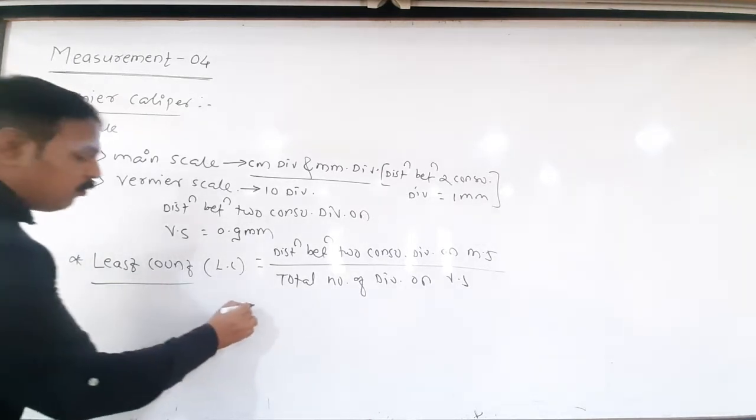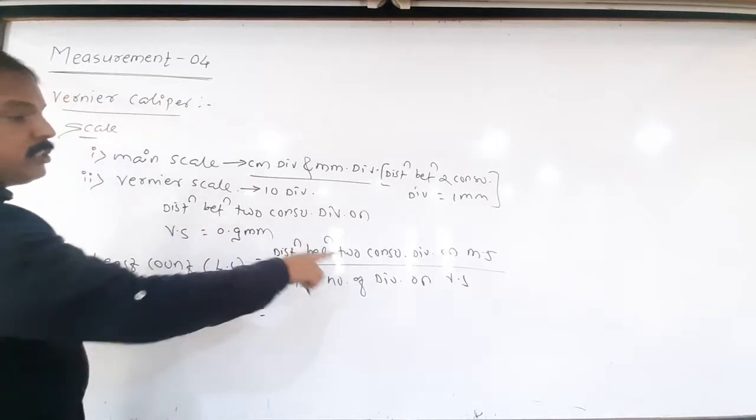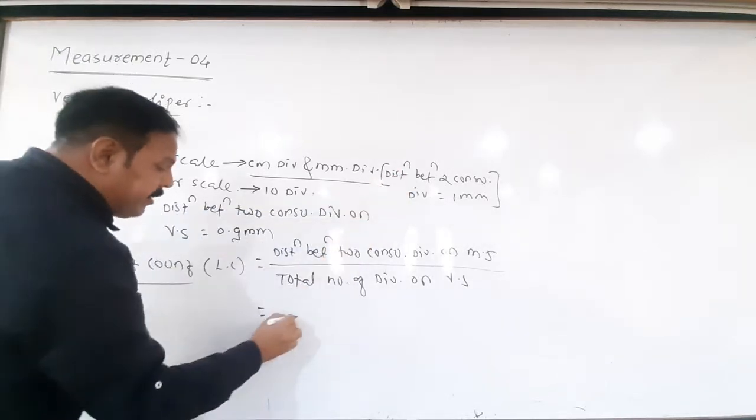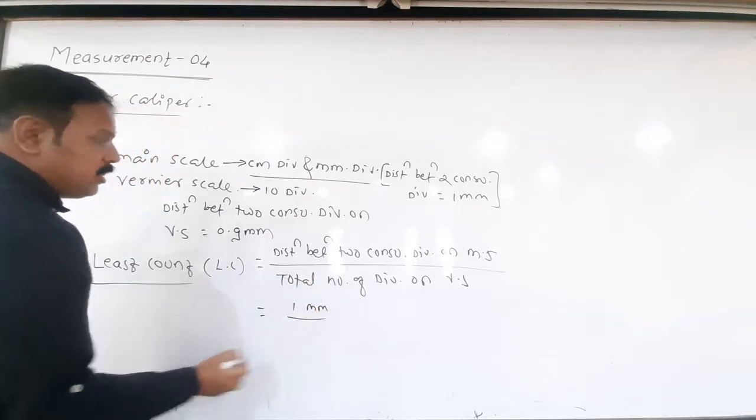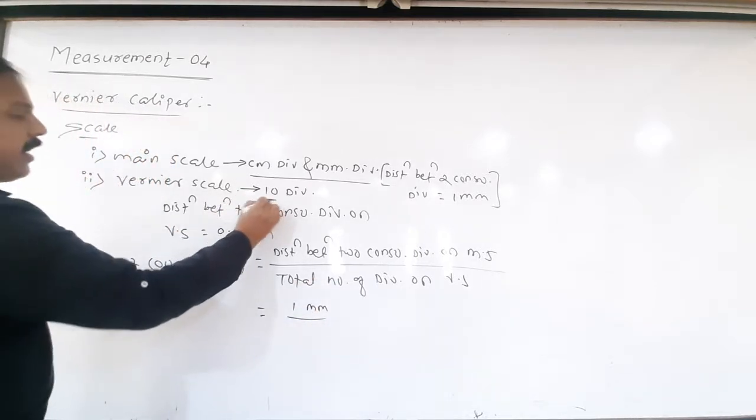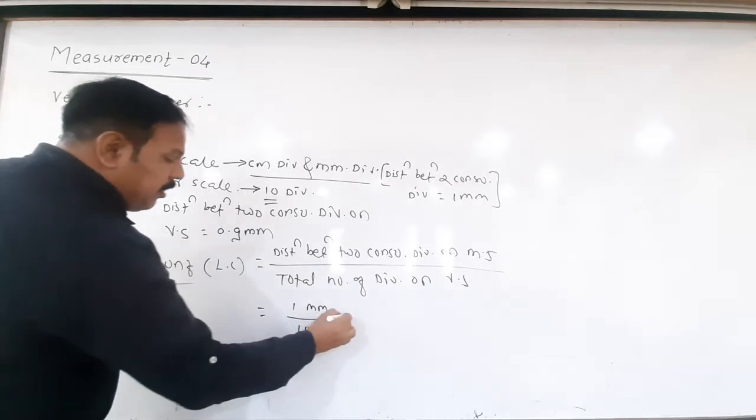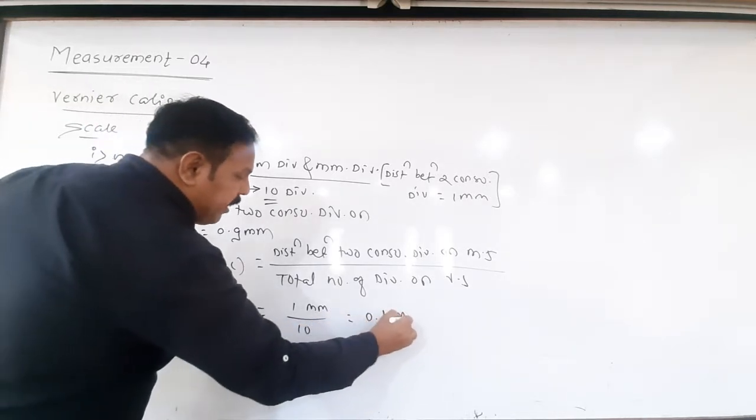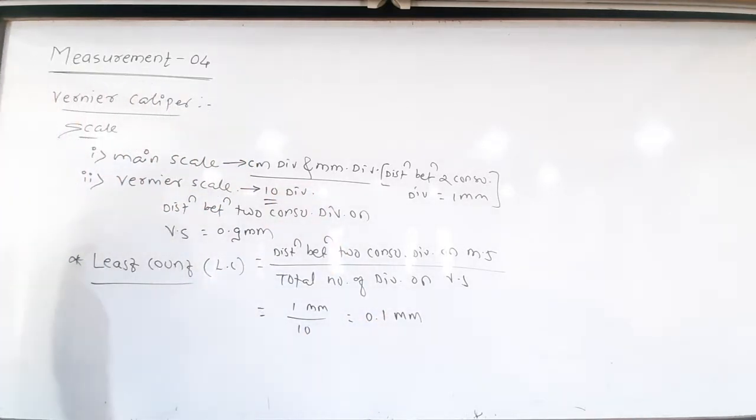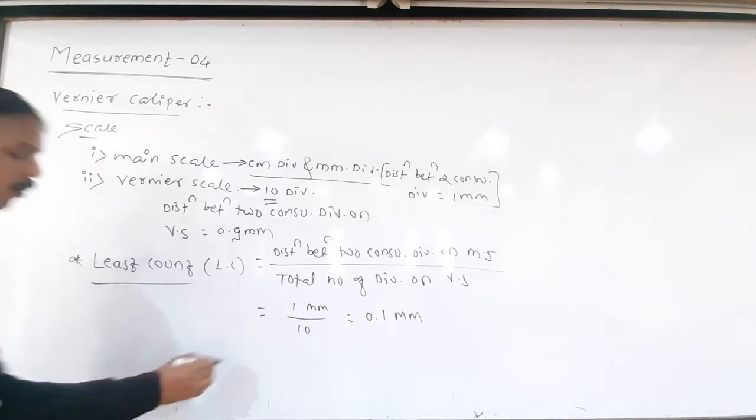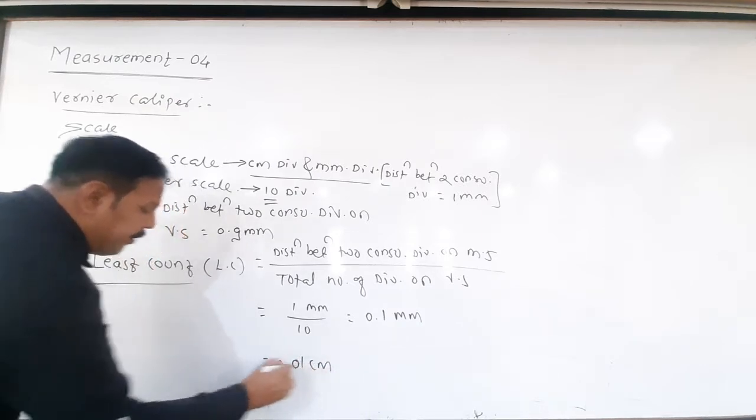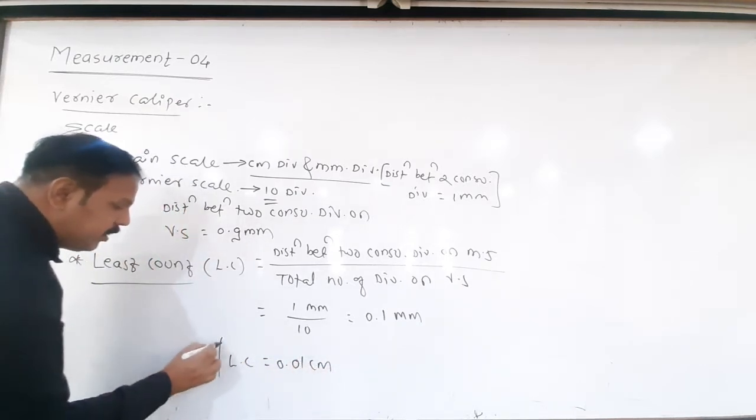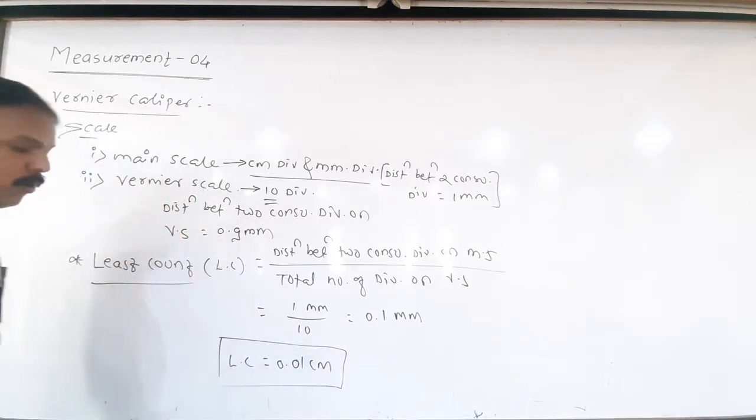So we have seen the distance between two consecutive divisions on the main scale. It is 1 millimeter, so 1 millimeter divided by the total number of divisions on the vernier scale. We have seen there are 10 divisions, so divided by 10 means 0.1 millimeter. So what is the least count of the vernier caliper? It is 0.1 millimeter, or we can say 0.01 centimeter. Remember this. This is very important.